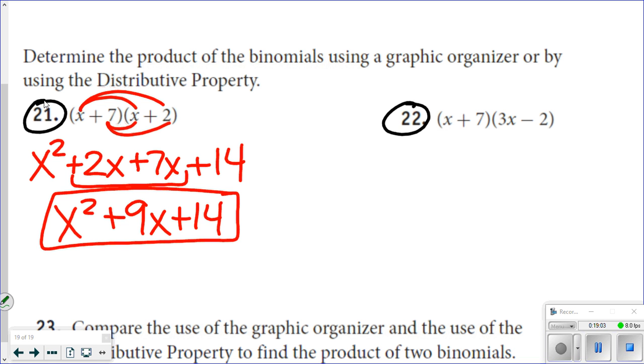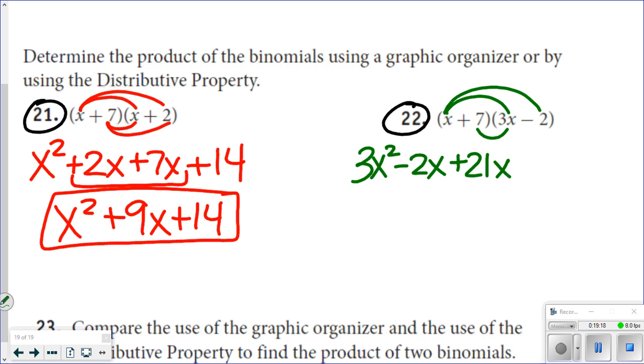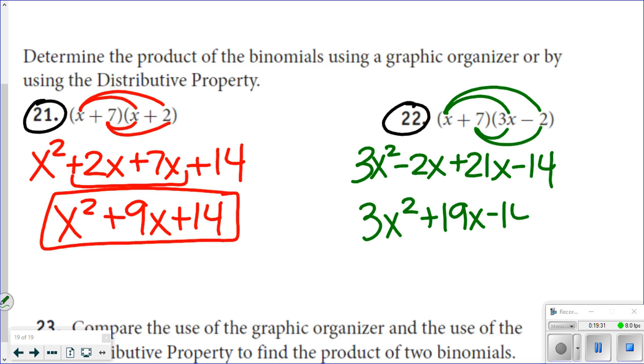And I'm going to use FOIL again, but if you use the box, that's totally fine. First, distribute the x through. Distribute the x again to the outside. Inside terms, last. Combine my two middle x terms. Negative 2 plus 21 is a positive 19. And there's my final answer, and these are both written in standard form.